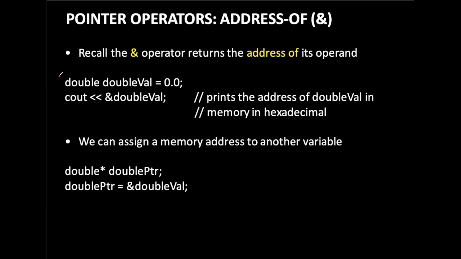Say we have a double variable called doubleVal, initializing it to 0.0, and we try to print out the address of doubleVal. This is valid because doubleVal takes up 8 bytes of memory space at runtime, which means doubleVal has a memory address. Therefore, when you ampersand this doubleVal, you're getting the actual address of that doubleVal sitting in memory. And this memory is on the stack. We can also assign a memory address of another variable to it.